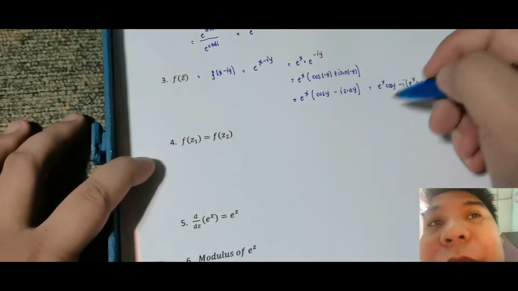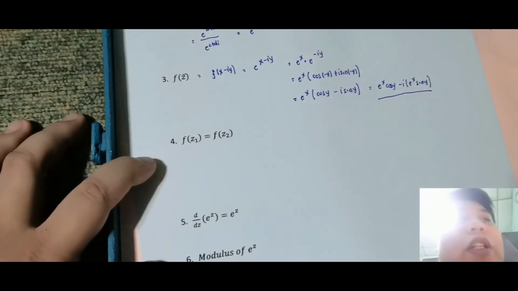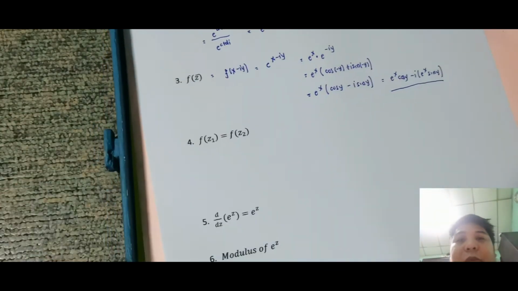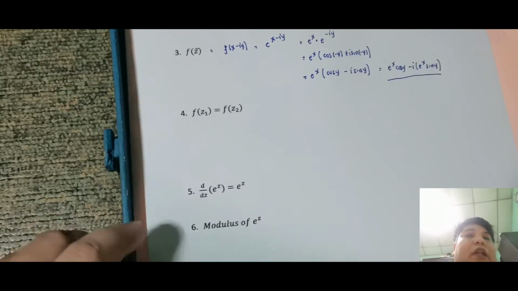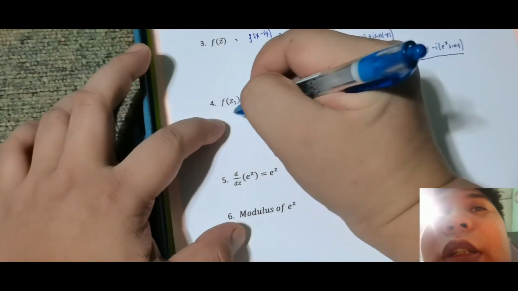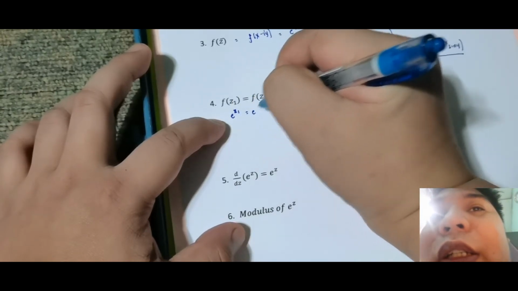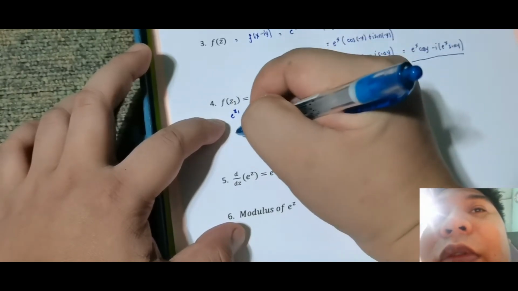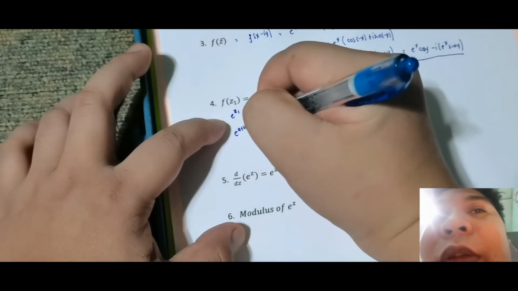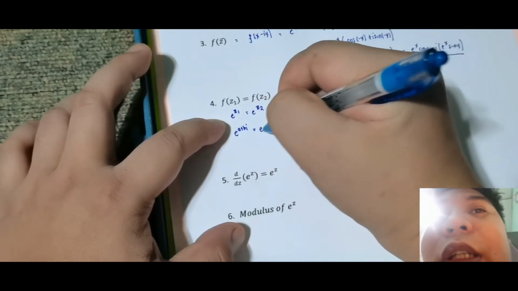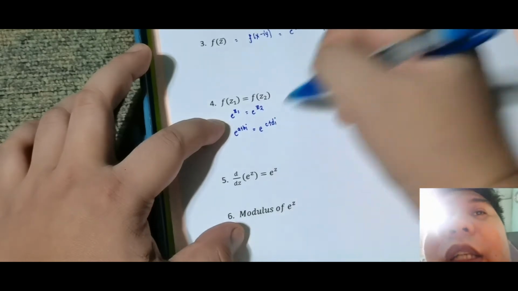Okay, so ayan naman yung property pag naka-conjugate. Next is f of z1 is equal to f of z2. Kailan mangyayari yan? So this is equivalent sa e raised to z1 equals e raised to z2, which is e raised to a plus bi is equal to e raised sa c plus di.